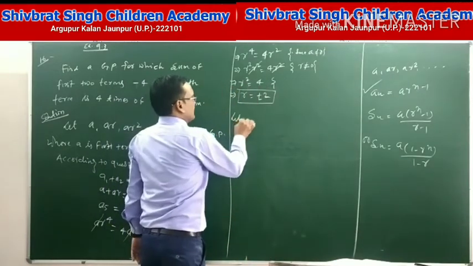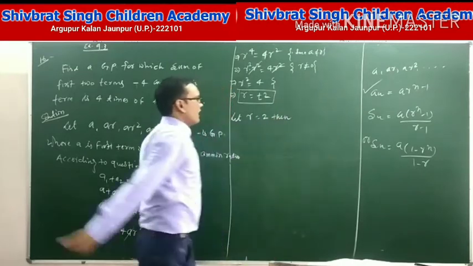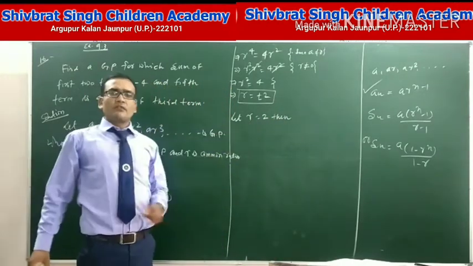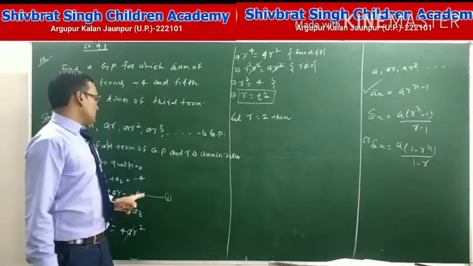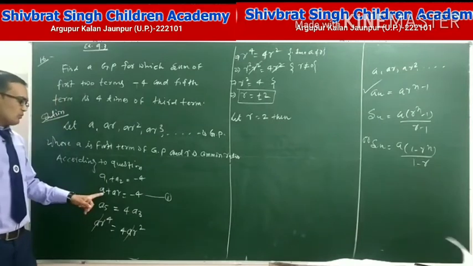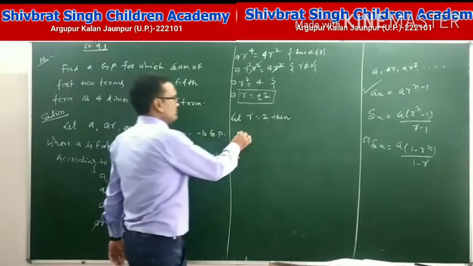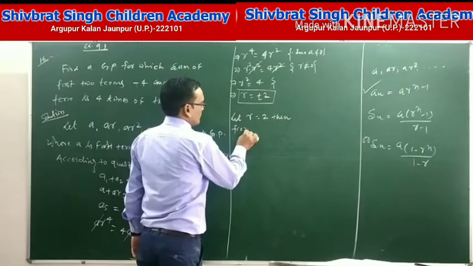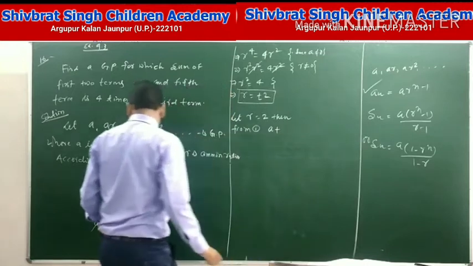First let r equal to 2. Then if r equal to 2, find the value of a. Put r equal to 2 in equation 1, and we find the value of a. From 1, a plus 2a.